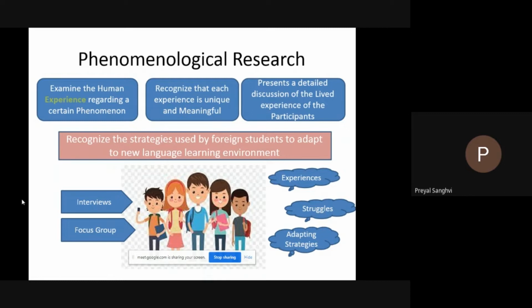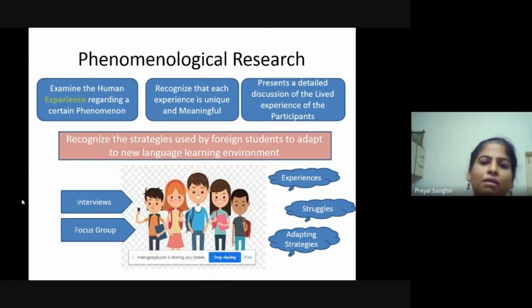So basically, when we want to understand the experience of a group, we can go for phenomenological research. For phenomenological research we can use these techniques to collect the data. First is interview and second is focus group. The researcher has a one-to-one interview with the students and tries to understand their experience, what kind of problems they are facing, what kind of strategies they have adopted, whether they are facing any problem or not.